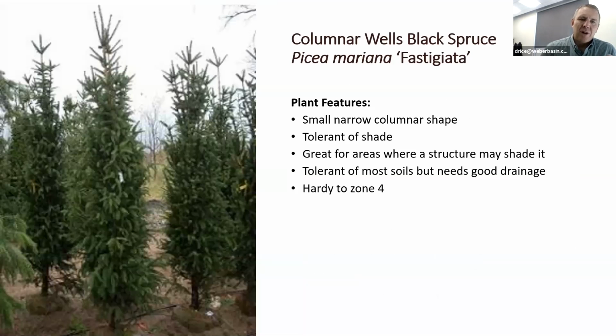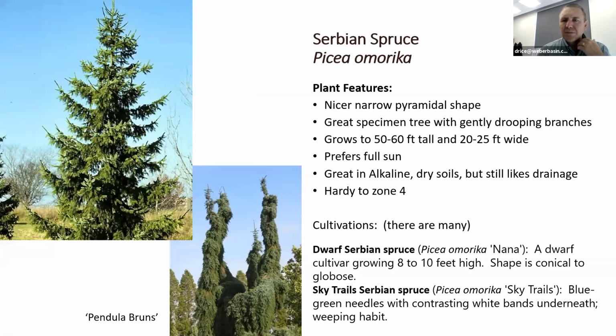You're going to see a lot more columnar varieties of trees. You're not seeing a lot of the species trees, and some nurseries don't even carry them. They're only carrying cultivated varieties simply because our landscapes are shrinking and nobody's going to buy those giant trees anymore.